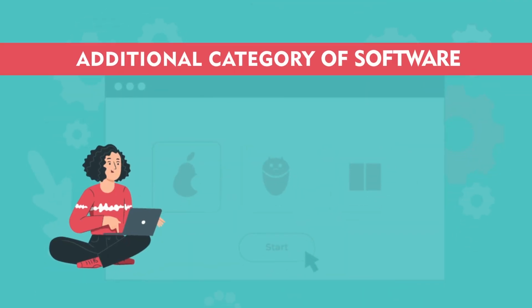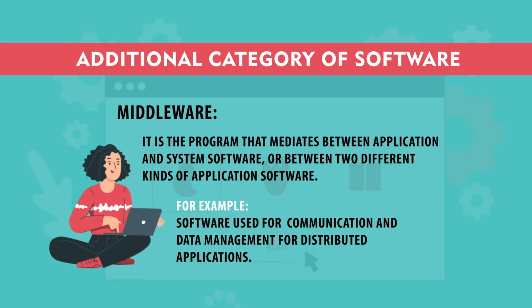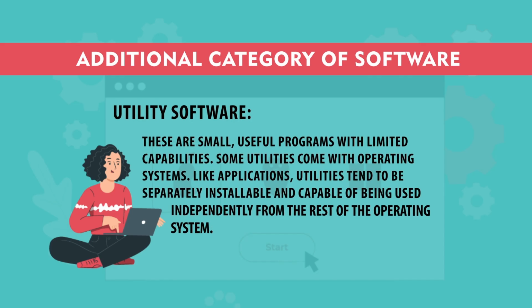Some additional categories of software can also be seen. Some softwares are known as middleware, and those middleware softwares are nothing but programs which work between the application software and the system software. Similarly, there is utility software, and these utility softwares are small programs which are very useful for specific purposes and in their limited capacity.